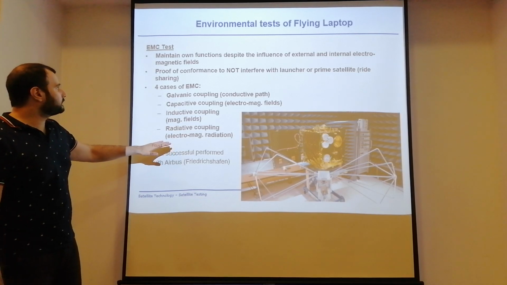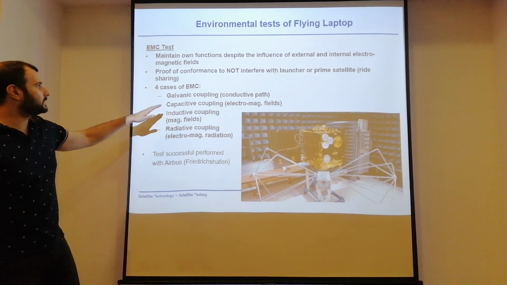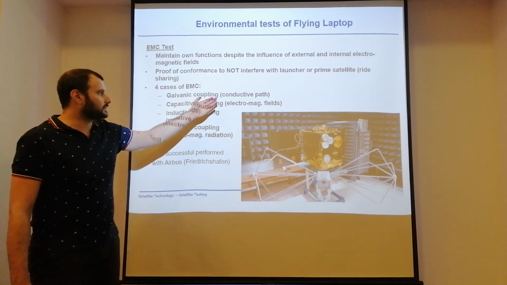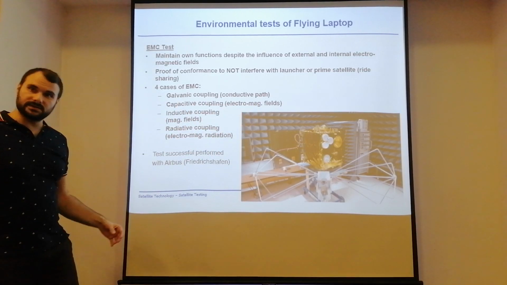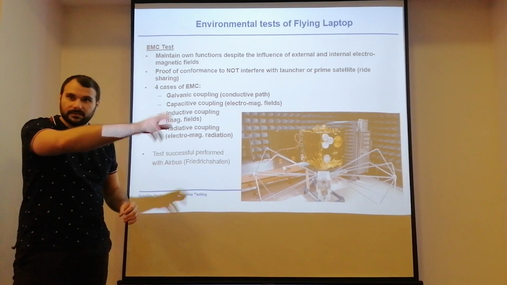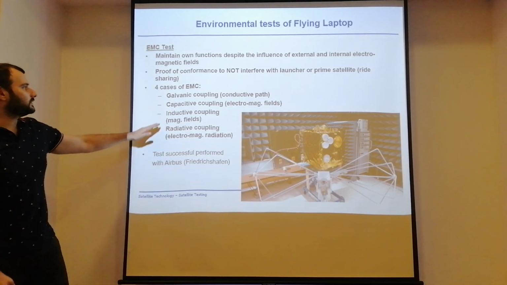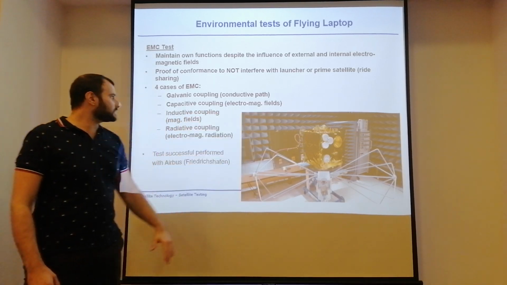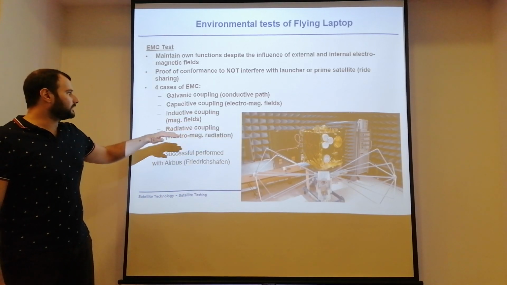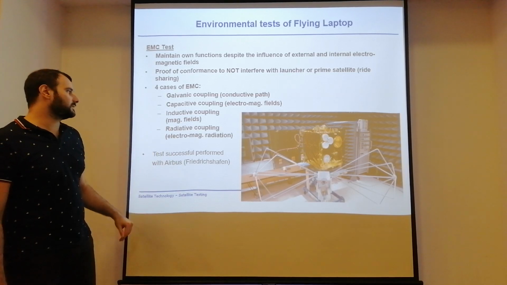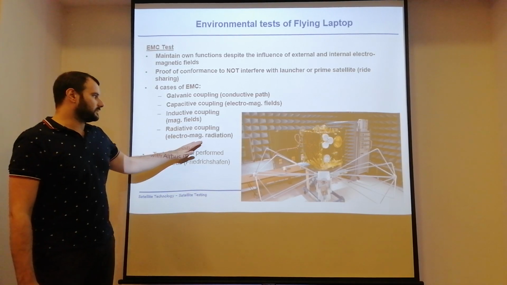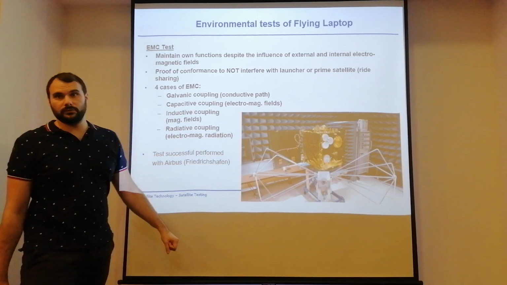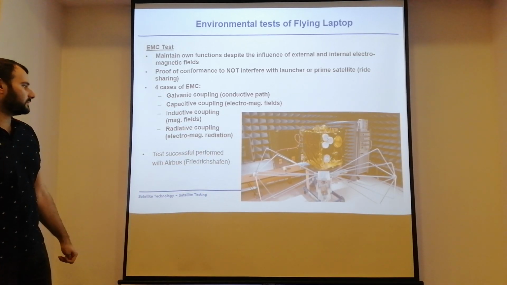Generally, there are 4 cases that we tested during the EMC. You check for galvanic coupling, so that you check the conductive path. Is there any EMC that goes through the cables inside of the satellite? You have the capacitive coupling with electromagnetic fields, the inductive coupling with magnetic fields, and the radiative coupling via electromagnetic radiation. Those are the 4 test scenarios you go through within this EMC test chamber.